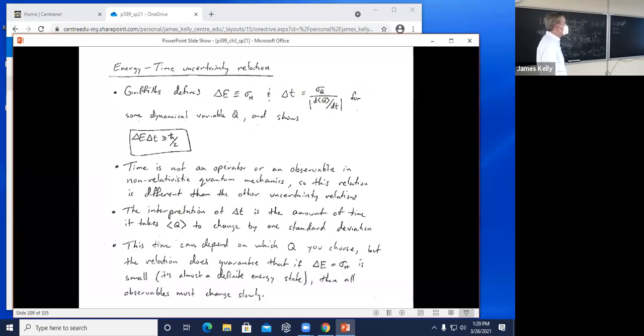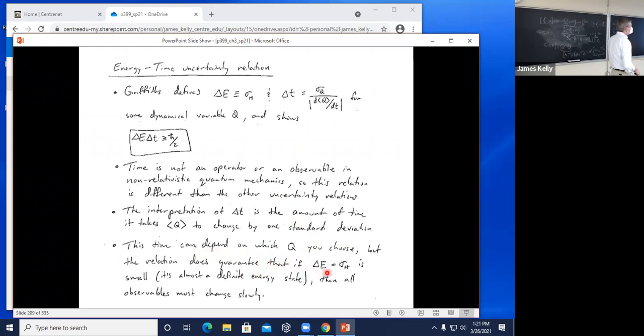And what Griffiths points out is that it can depend, and usually does depend, on the operator or the dynamical variable Q that you choose. And so for different Qs, you're going to get different delta ts. And so that makes it seem not like such a precise statement. Choose your Q to be momentum, you'll get one thing. Choose your Q to be position, and you'll get something else, right? Or form your favorite dynamical variable. But in any case, the upshot is, one thing it is definitely saying is this.